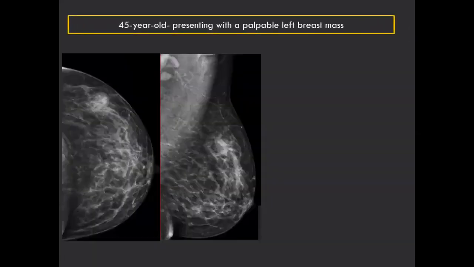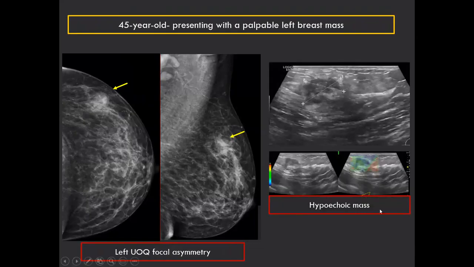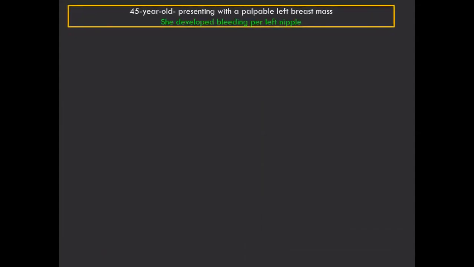This is another case. She's a 45-year-old presenting with a palpable left breast mass lesion. This was the ultrasound which revealed a hypoechoic mass lesion. She was managed with conservative surgery, and this mass lesion was removed. On one of her follow-ups, she came again. It was an invasive duct carcinoma.